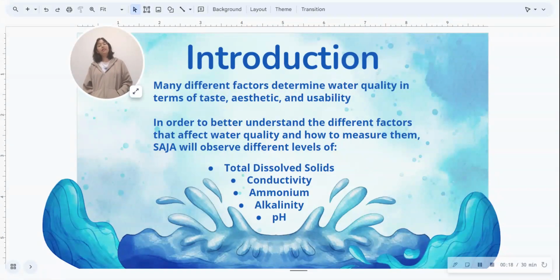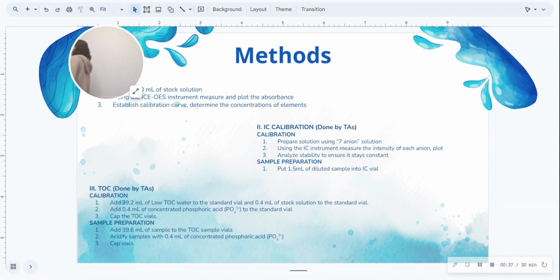So, as we learned in the last lab, many different factors go into water quality, and in order to better understand these factors, we will observe the different levels of TDS, conductivity, ammonium, alkalinity, and pH within different samples. So a little overview of what exactly we did in this lab.